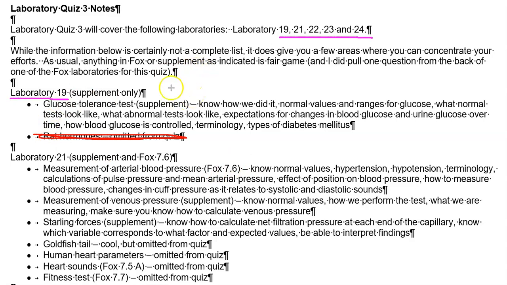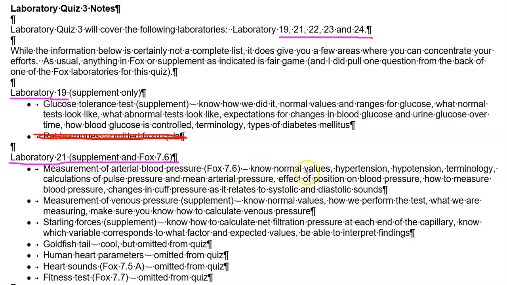So lab 21. Lab 21 is in the supplement, and it's also in Fox 7.6. There are actually a couple things in the supplement, and one major thing in Fox 7.6. And then the rest will be omitted, as we'll see when we get down lower. So Fox 7.6 is kind of the big portion of this. It's the measurement of mean arterial blood pressure.